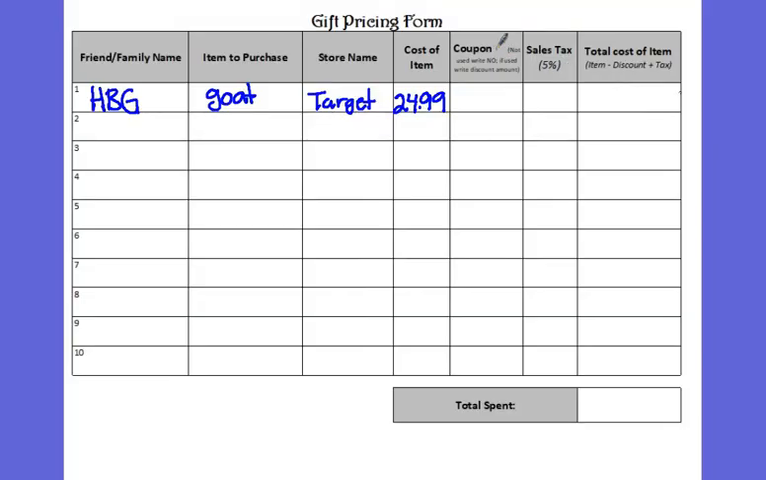So I'm going to go back to my gift pricing form. I got to take off $4.99. Now I need to know sales tax. For my project, I'm giving you a sales tax of 5%. I'm actually cutting you a deal. Does anybody know what Louisiana sales tax is?